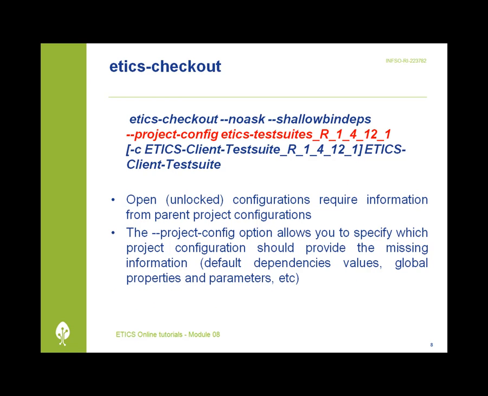Unlocked configurations require information from parent project configurations. The project config option allows you to specify which project configuration should provide the missing information, such as default dependencies values, global properties and parameters. The project configuration does not have to be the current parent configuration. Any configuration of the project can be used to inherit information. This is particularly useful for the testing of a component in a different context or with completely different sets of dependency versions and property values.